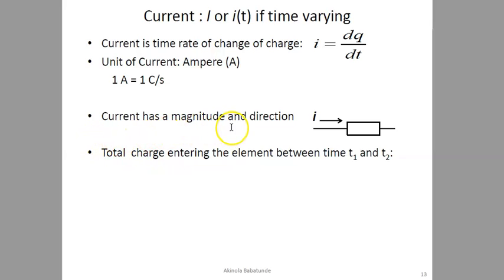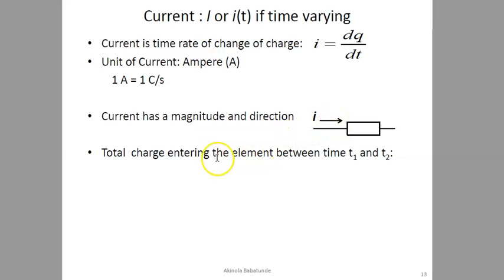Current has a magnitude and direction, so you always know where the current is going. It has a direction. It's not going to the right or left, up or down, positive to negative, or negative to positive. So it has direction, and you can always see the direction of movement of current in the circuit given to be analyzed. It also has magnitude, so a value is always attached to it.